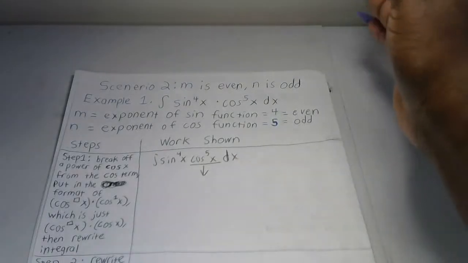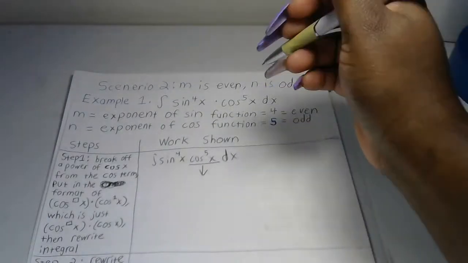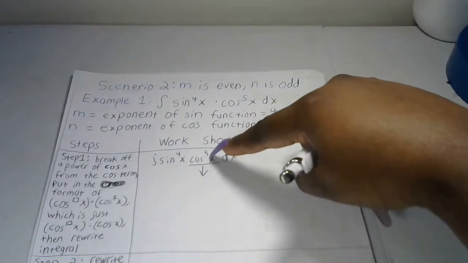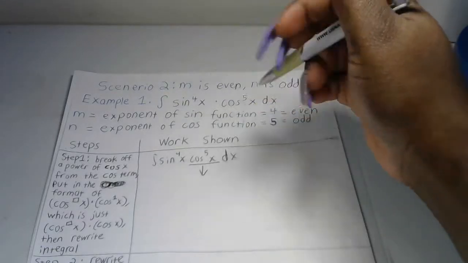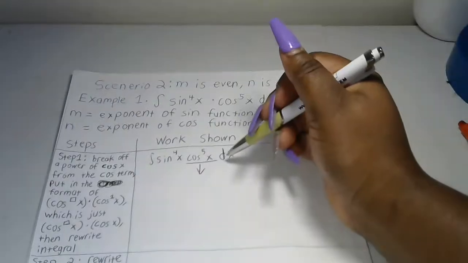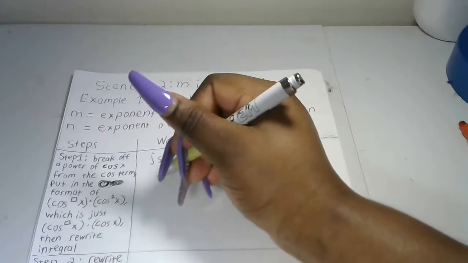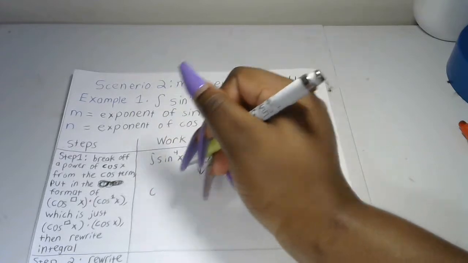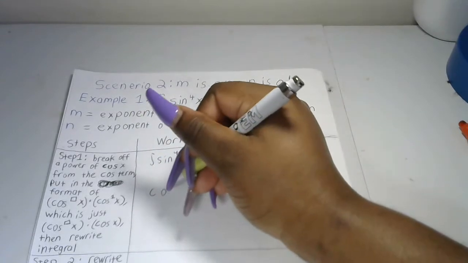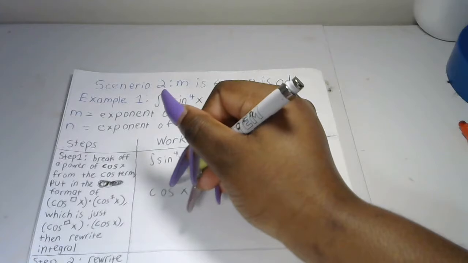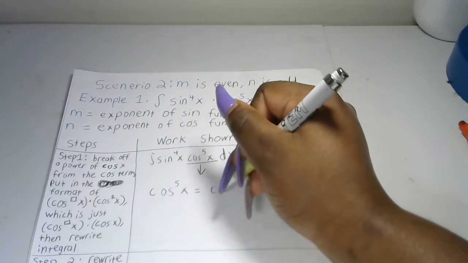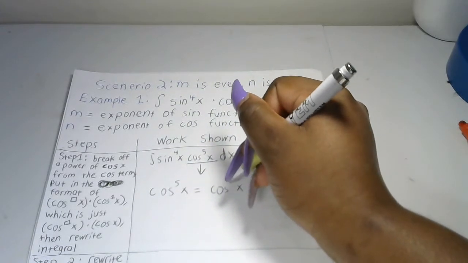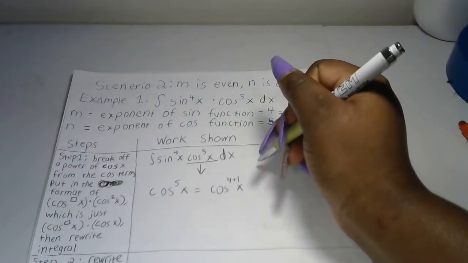So remember, like I said, with the rules and stuff like that, we can take this and break it into cosine x to the 4 plus 1, and from there we can take that term and break it down even further to get into this format. So let me show you what I mean. So cosine x to the 5th power is equal to cosine x to the 4 plus 1 power.